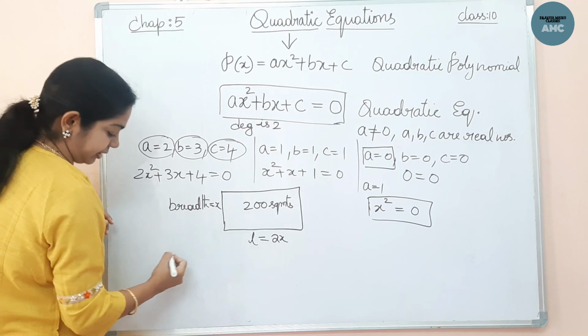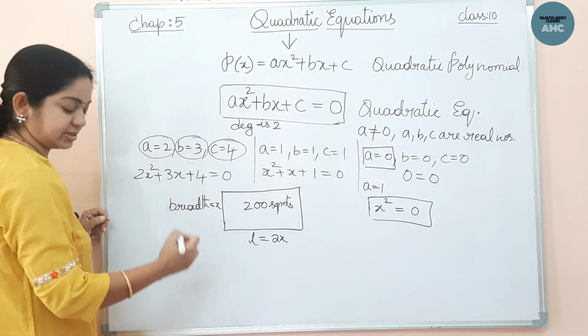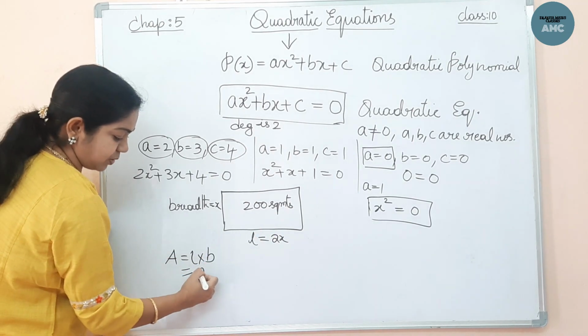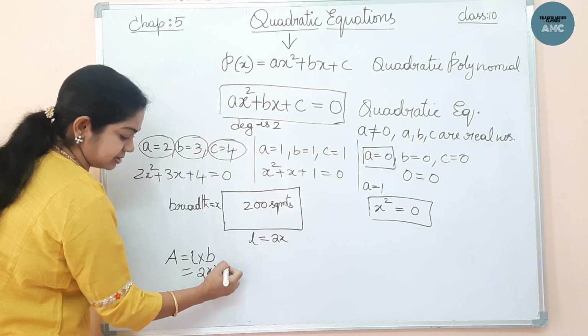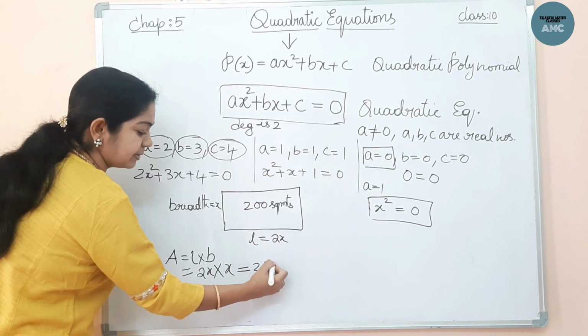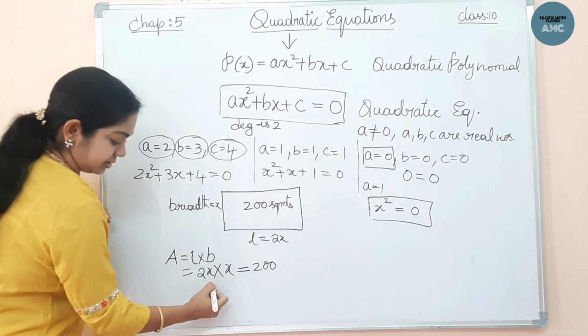We know that since this classroom is in the shape of a rectangle, area is length into breadth, right? Length is 2x into breadth is x. Okay, this is already given as 200 square meters, the area of the rectangle, right?